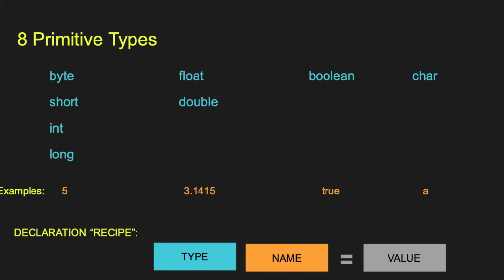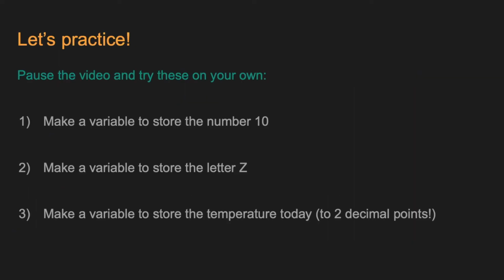Alright, so the way we use these in Java is we have to follow this little recipe. So we start by saying the type. For example, if we want to make 5 in Java, we're going to say int, and then we're going to find a name for it, so we can call it number, or my number, or cool number, or whatever you want to call it. So you're going to say int number equals 5, just like that. Let's try a couple of these out. So I have a couple of examples here for you guys to try on your own. You don't have to type them out, but you can just think about them.